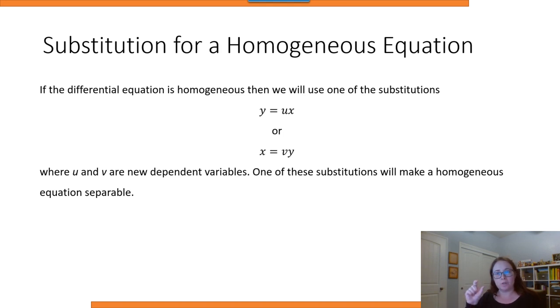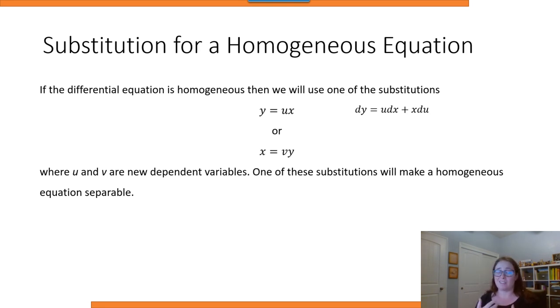So I need to know what the dy would be equal to in the substitution in terms of u and x. So it's just a quick product rule to get that derivative. So derivative of u times x would be u times the derivative of x plus x times the derivative of u. So we get dy equals u dx plus x du.